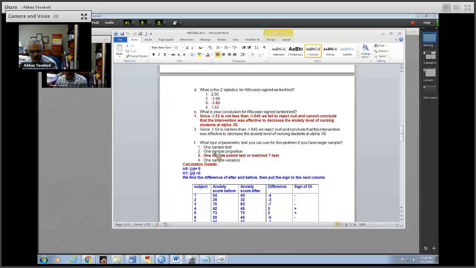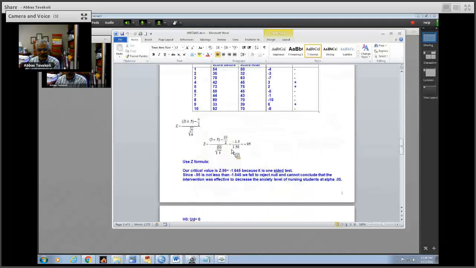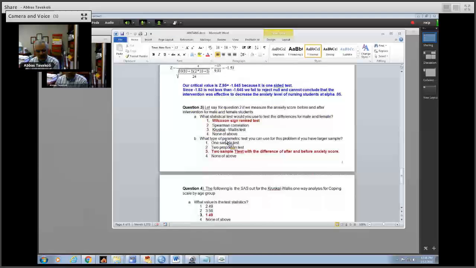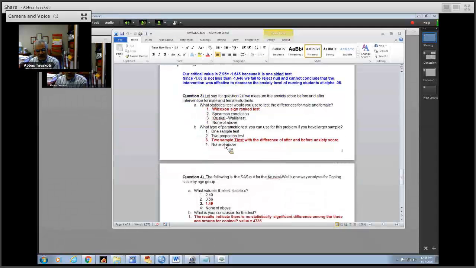Then you're using these values. T is your sum of positive values. So you get negative 1.53. Still, that is not less than -1.645, and you fail to reject for that statistic. So again, the negative 1.53, and since that is not beyond the critical value, you fail to reject.